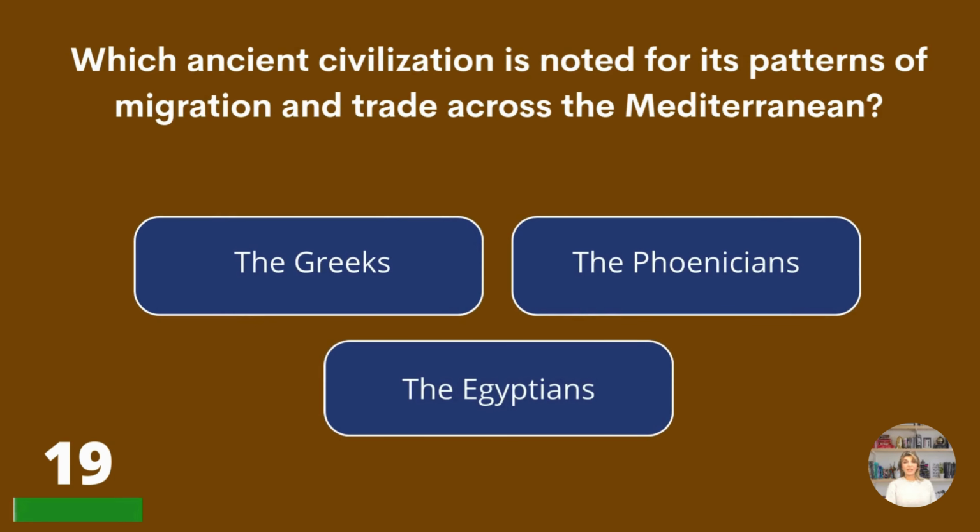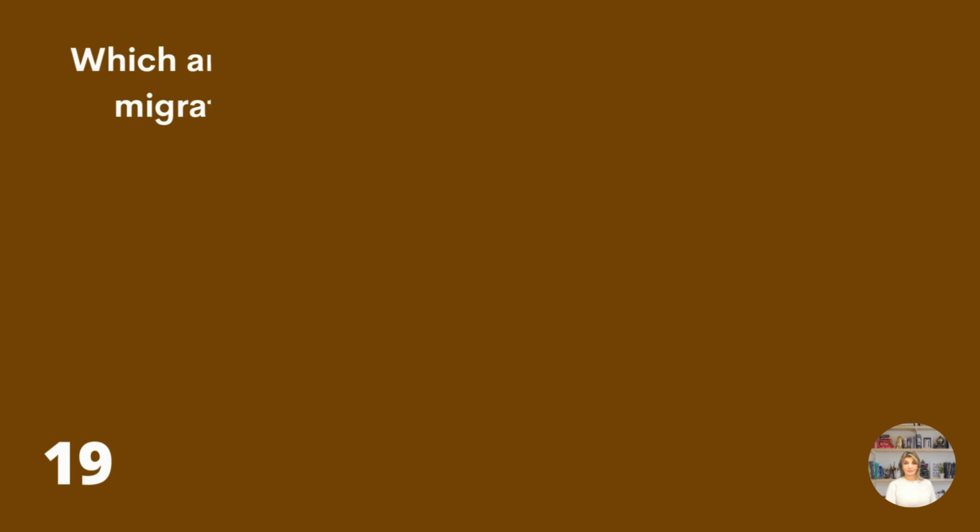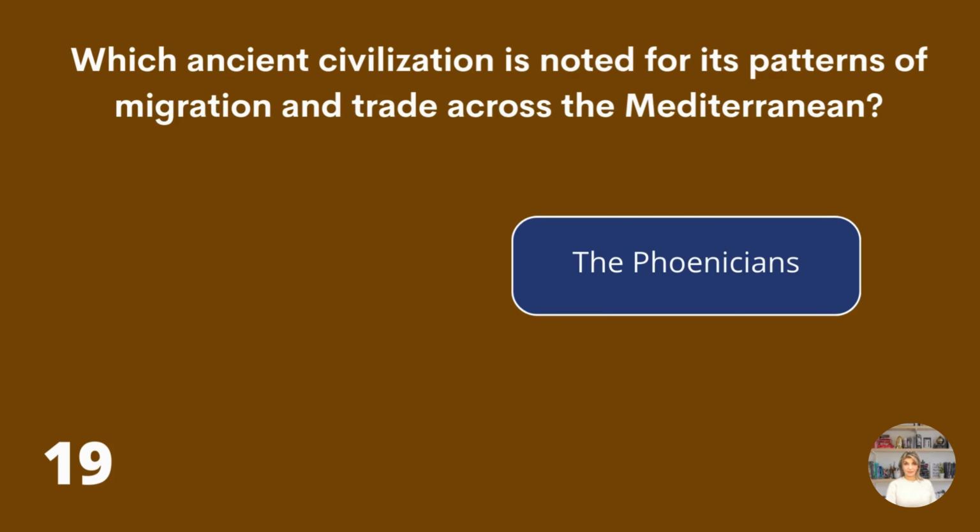Which ancient civilization is noted for its patterns of migration and trade across the Mediterranean? The Greeks, the Phoenicians, or the Egyptians? The Phoenicians.